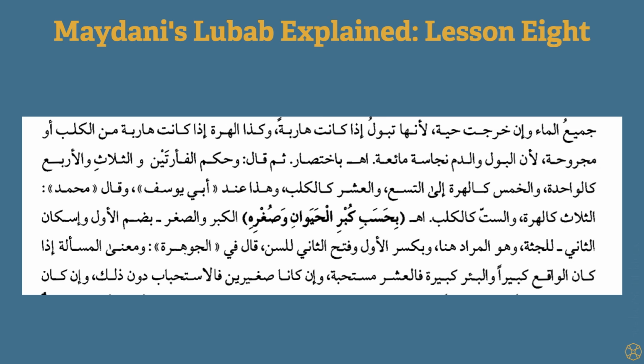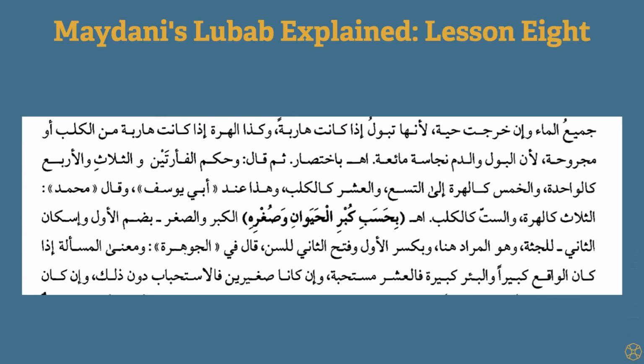بحسب كبر الحيوان وصغره. I found in my edition of the Hidayah they did the ضبط كبر الحيوان وصغره, right? Imam Maydani says كبر and صغر, when you're using it for age, but we're talking about size, it's with the فعل, right? So والكبر والصغر بالضم الأول وإسكان الثاني للجثة, for the body, وهو المراد هنا. وبكسر الأول وفتح الثاني للسن, for age, right?